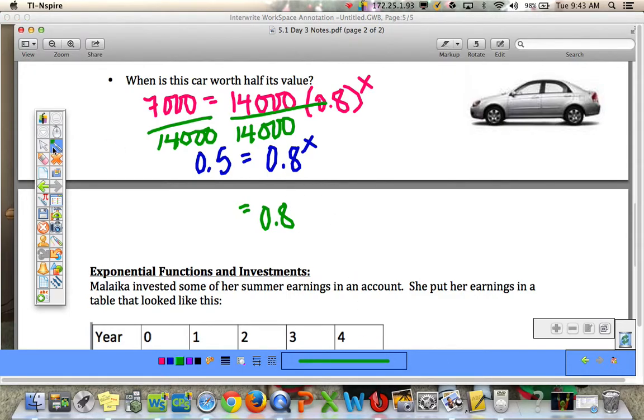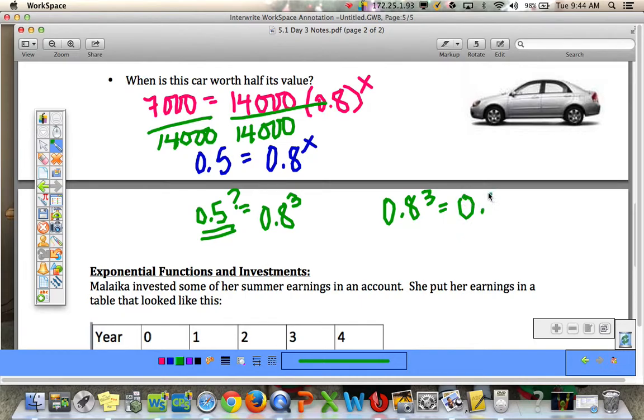0.8 to the 3 and see how close you get to 0.5. So if I type that in my calculator, 0.8 to the power of 3 equals 0.512. That's pretty close. Let's see if we can go closer. So let's try 0.8 to the power of 4, see what happens. And it becomes way less, 0.4096. So we know it's between 3 and 4 because we want to get it down to like 0.50.